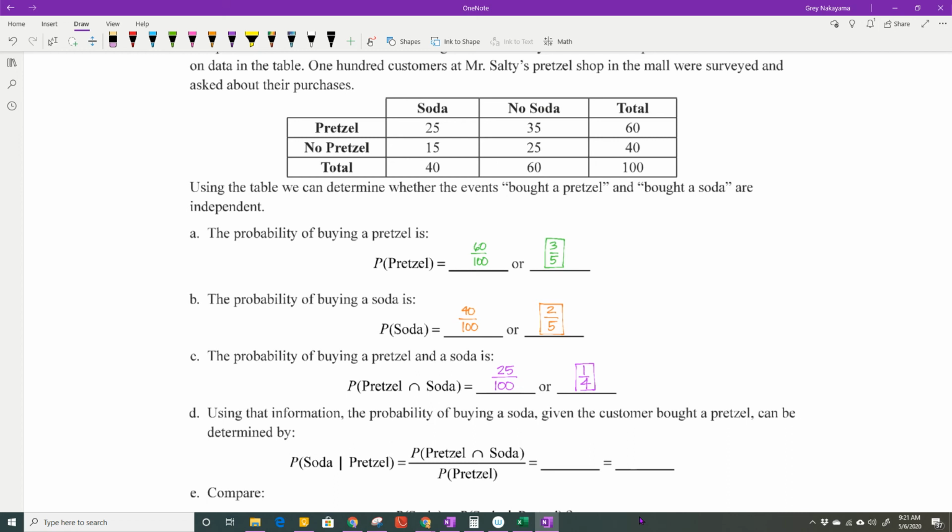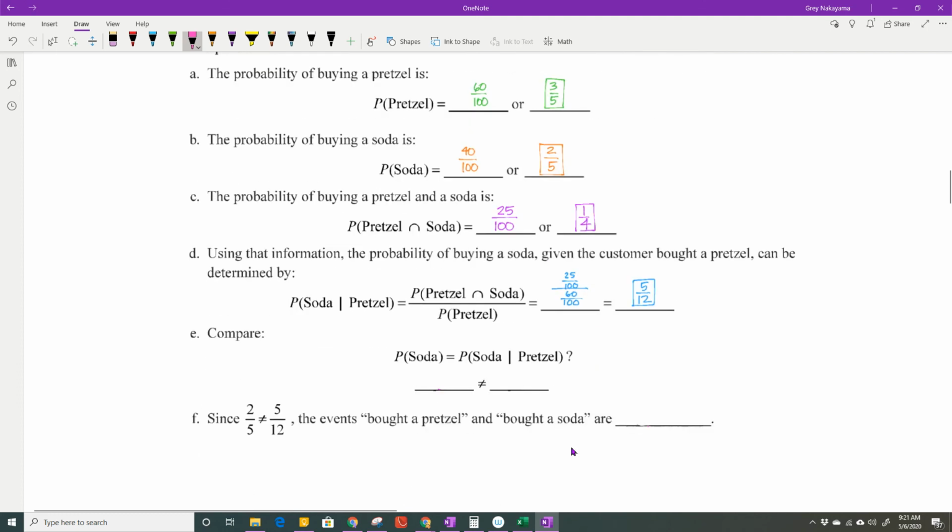So the probability of buying the pretzel and soda is 25 out of 100, and the probability of buying a pretzel is 60 out of 100. One of the reasons for writing it not simplified is that you can ignore the 100s, and it's 25 over 60, which still reduces to 5 out of 12. Okay, so compare: what is the probability of a soda? Well, that was 2 out of 5. What's the probability of a soda given they buy a pretzel? That was 5 out of 12. So since they are not equal, the events are dependent on each other.